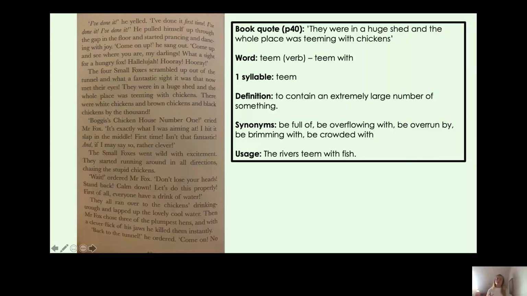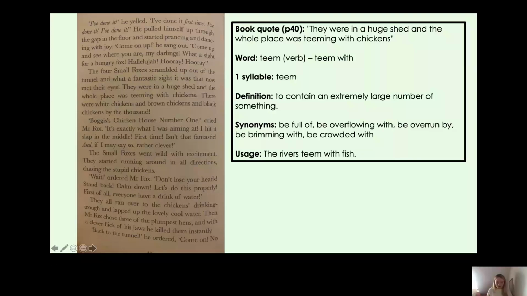And remember, it means to contain an extremely large number of something. So in the book, as I said, it's talking about the number of chickens in the shed. But you can also, for example, say the rivers teem with fish. So the rivers are full of fish. They're overflowing with fish. They're overrun by fish because there's so many fish in the river. Okay, so let's carry on reading now we know what the word teem means.